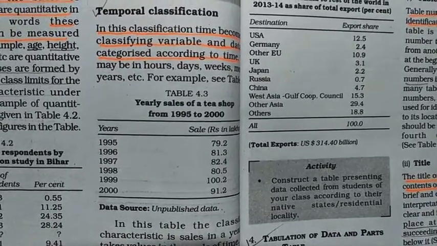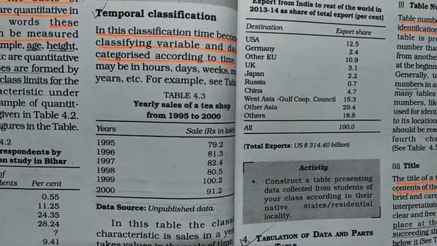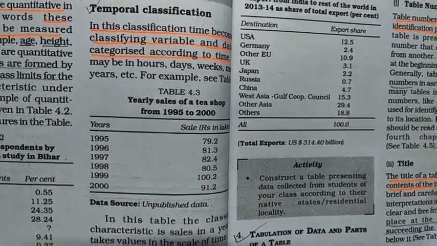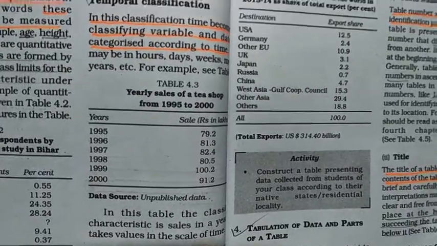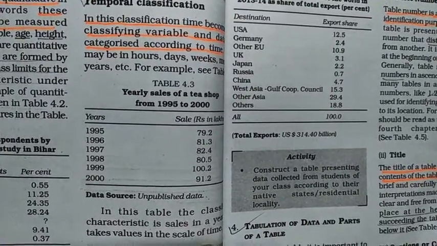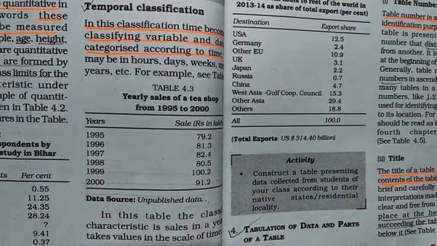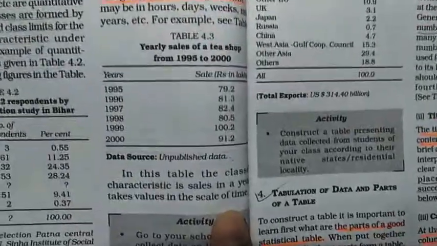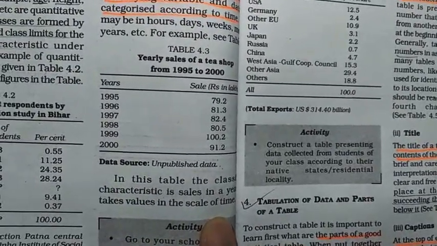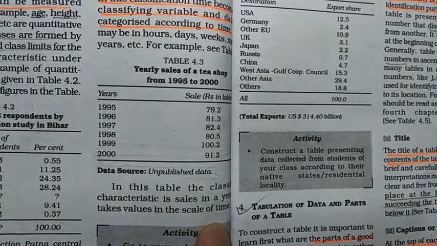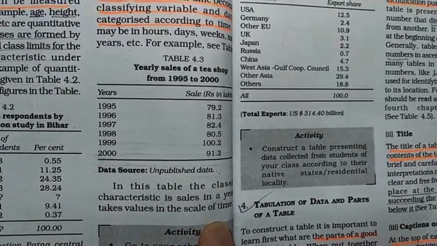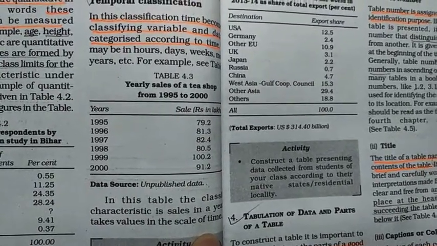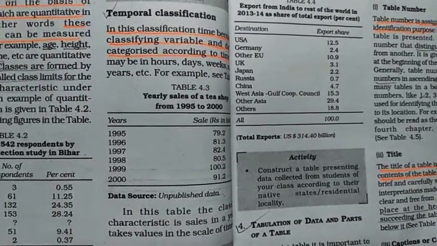temporal classification in years. We are measuring yearly sales of a tea shop from 1995 to 2000. So we are classifying the sales, that is the data, in the category of years. So we are measuring the sales in different years, that is from 1995 to 2000. So we are giving the data with the help of the year. That is an example of a temporal classification.